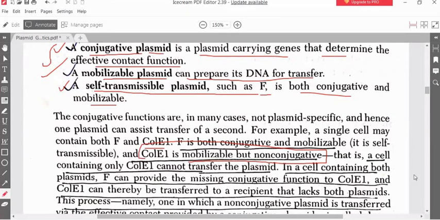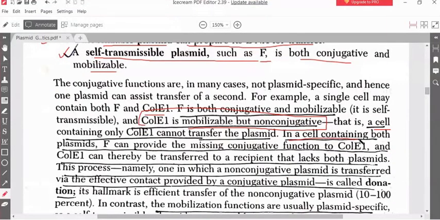So consider a cell that has both F and COL-E1. Because F is already present within the cell, F can make that pili that is not being made by the COL-E1. F can make a pili so that now the COL-E1 can start transferring its DNA to the recipient cell. So in a cell containing both F plasmid and COL plasmid, F can provide the missing conjugative function to COL-E1, and COL-E1 can thereby be transferred to a recipient that lacks both plasmids.